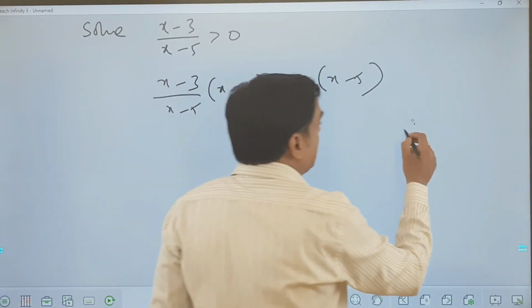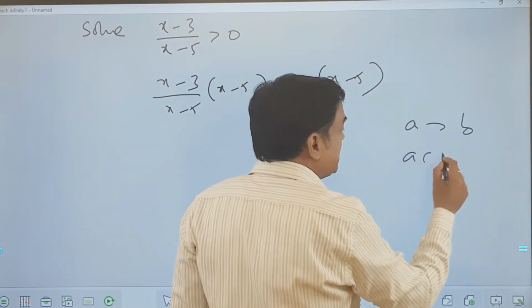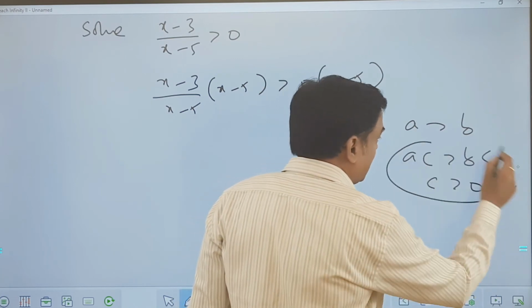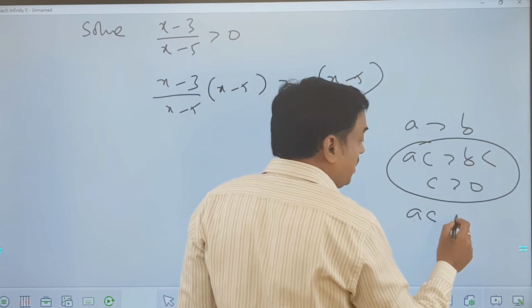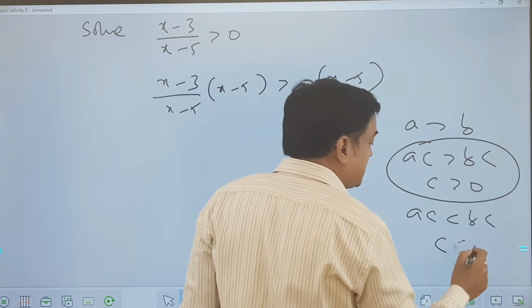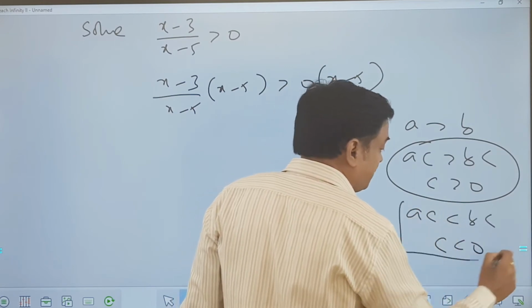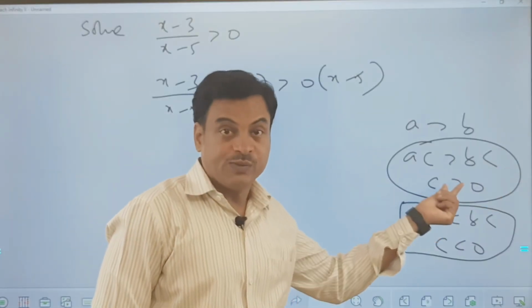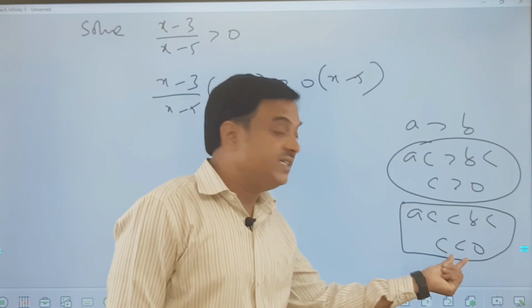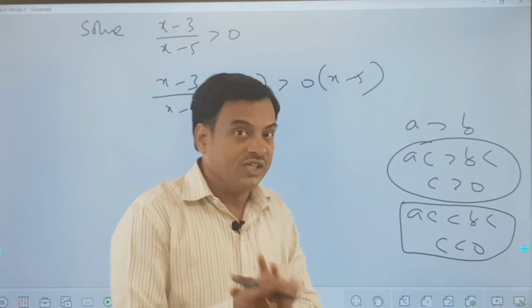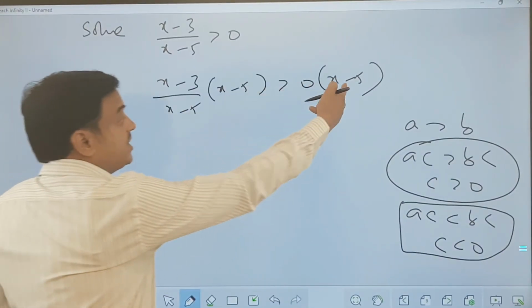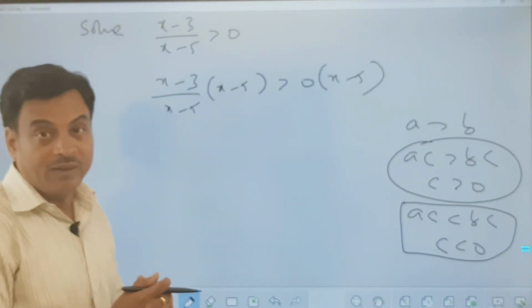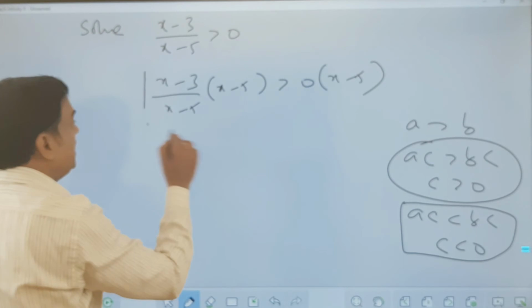You remember this condition? A is greater than B, AC will be greater than BC when C is greater than 0. This is one condition. And AC will be less than BC when C is less than 0. This is another condition. Now please understand, if I am multiplying C on both sides, if C is positive, there is no problem. But if C is negative, the inequality will change. So am I sure that this is positive? No. In such a case, you cannot directly cross multiply. Okay. So this point I'll leave it here.